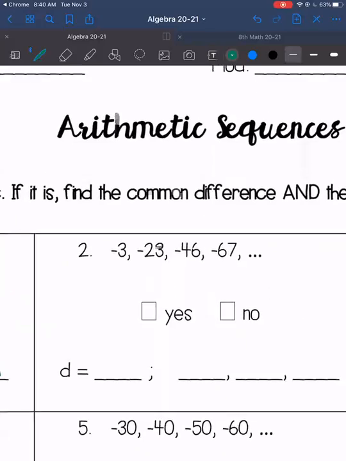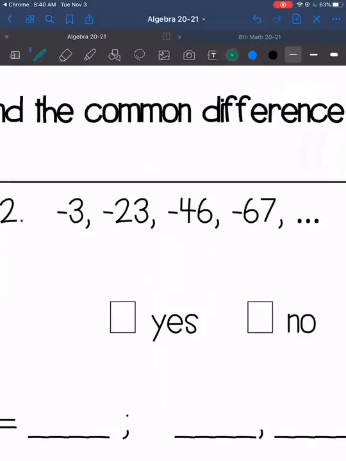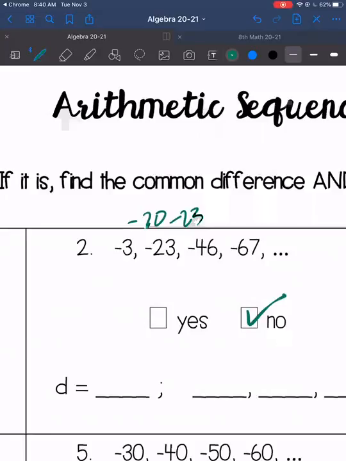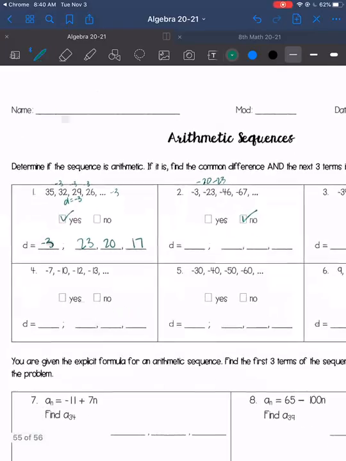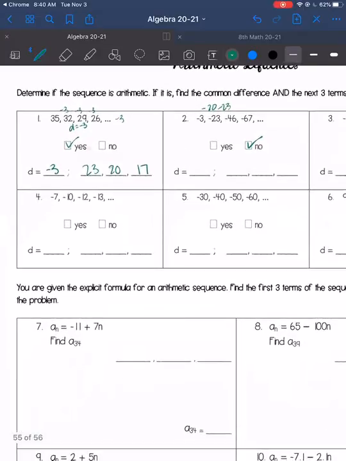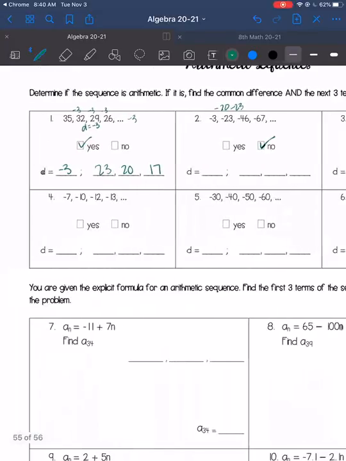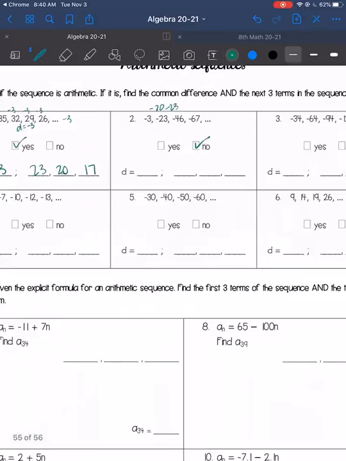Okay, let's see. -3 to -23. -20, okay. What about -23 to -46? Do we have a common difference? It is not an arithmetic sequence. We're not at an arithmetic sequence. Yeah, if it's not an arithmetic sequence, there's nothing we can do about it.